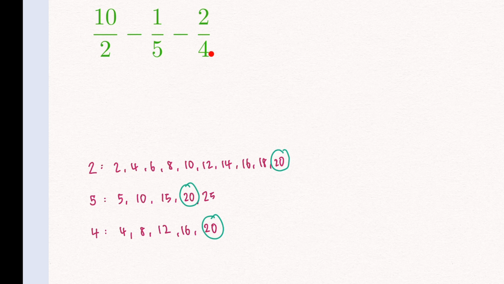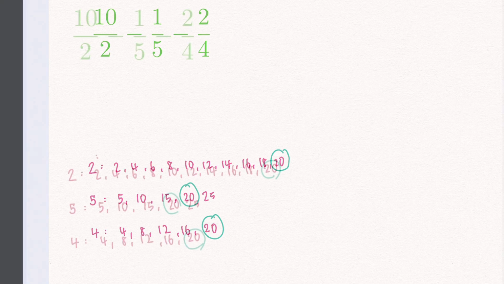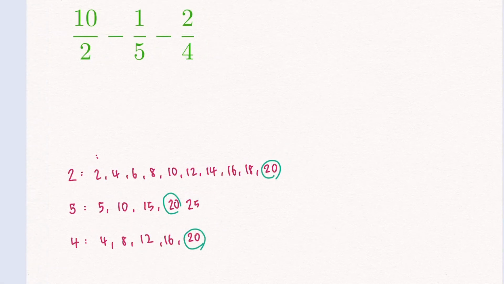So let's think about what numbers we need to times to the 2, 5, and 4 individually to make all 3 become 20. And to do that, we need to count to get to 20. So 2 times 1 is 2, 2 times 2 is 4, 2 times 3 is 6, and it goes on 10 times until we can get 20. So it means to the bottom of 2, we need to times 10 to make our denominator 20.